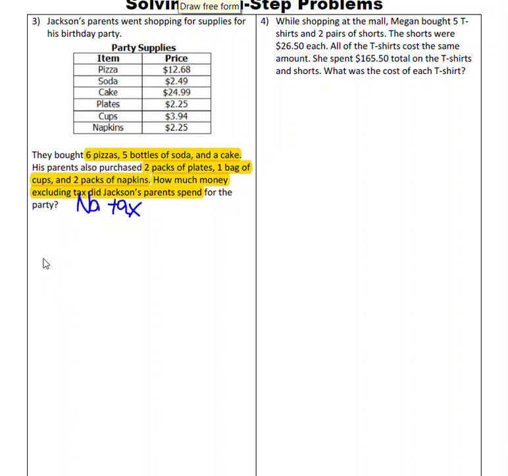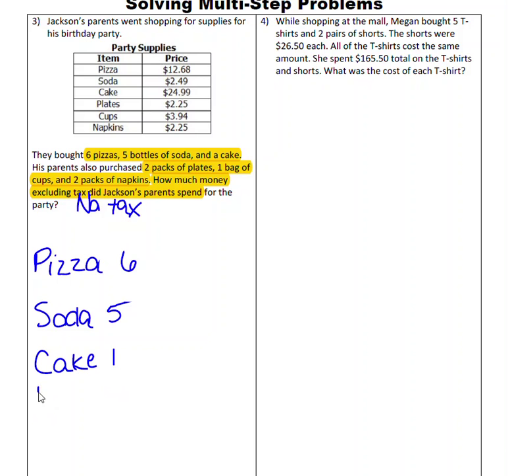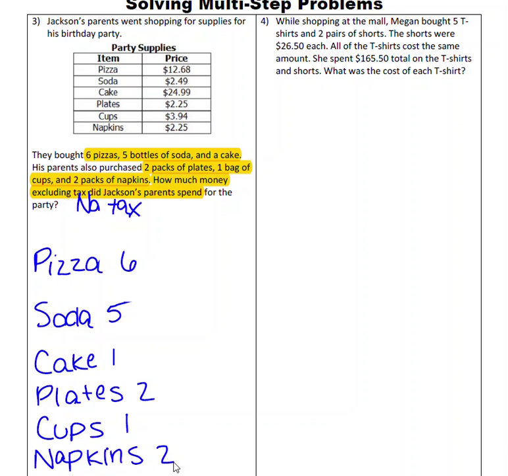They bought 6 pizzas, so let's label pizza, and we got 6 of them. And then we'll label soda, and they got 5 of those, and then they got a cake, and they only got 1 of those. Then they got the plates, and they got 2, they got the cups, and they got 1, and then they got the napkins, and that was 2. Okay, now we can go up and start looking at the prices.